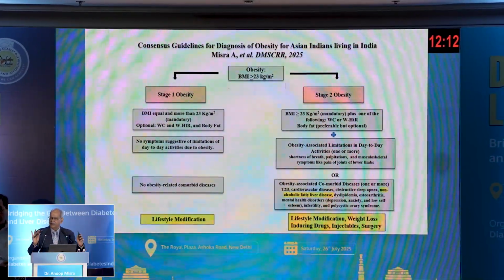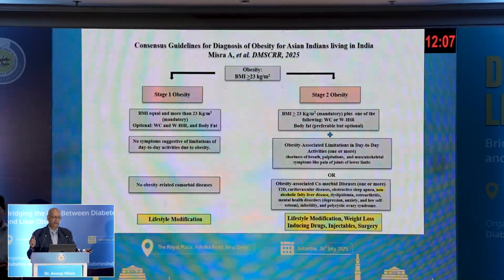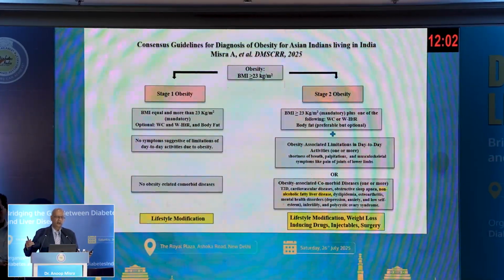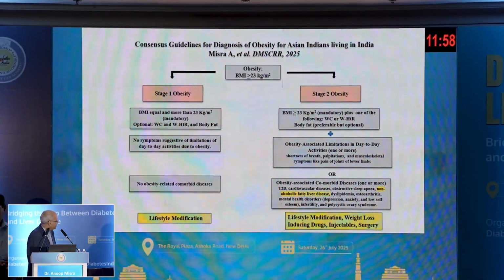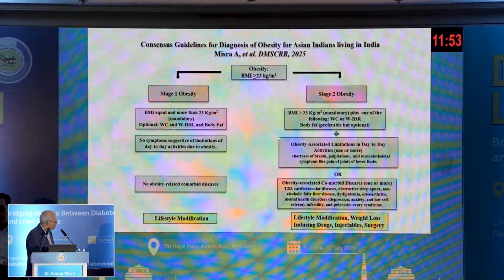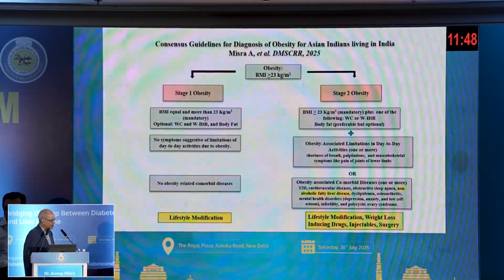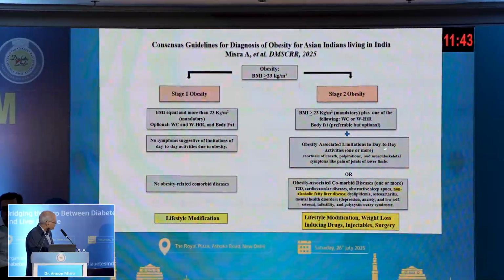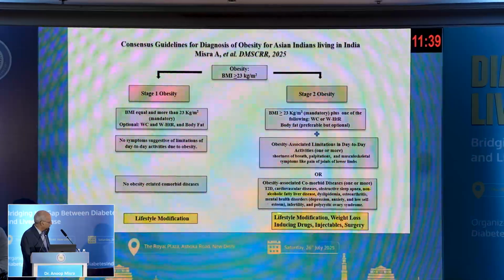Stage 1 has nothing else apart from high BMI. No abdominal adiposity, no diseases, and no adiposity-induced symptoms like shortness of breath or knee pain, etc. While stage 2 adiposity has everything. It has to have one measure of abdominal adiposity, which is high waist circumference or waist-hip ratio, plus one of these two: obesity-associated limitations in day-to-day activities, or one of the associated diseases.